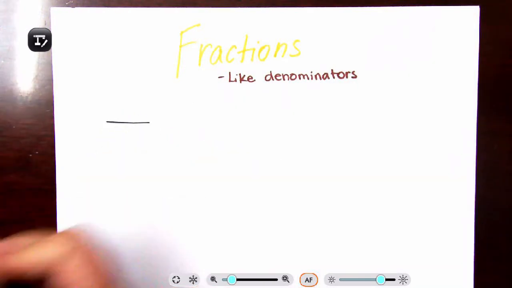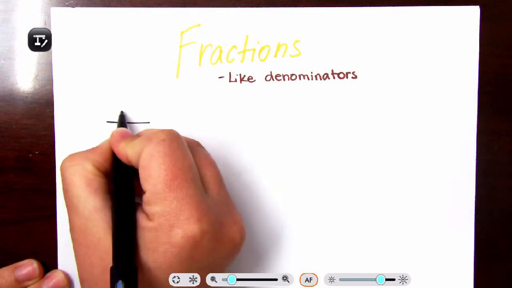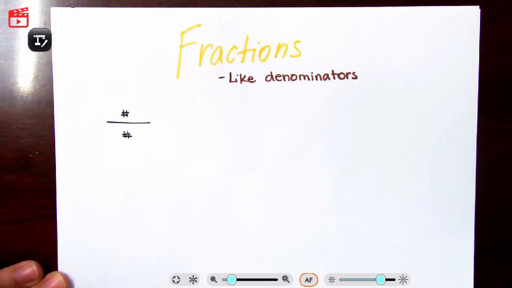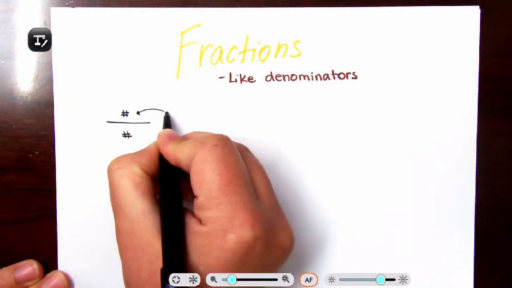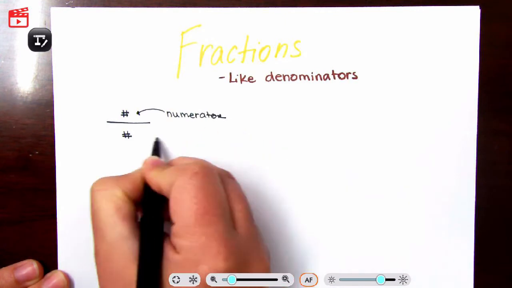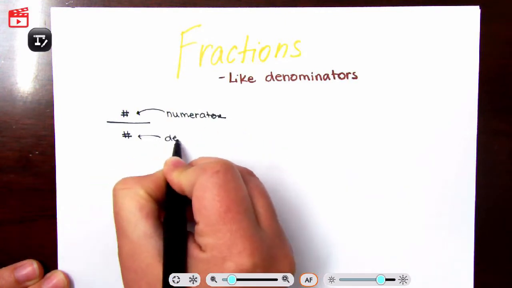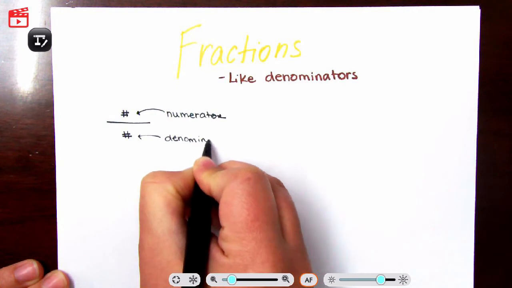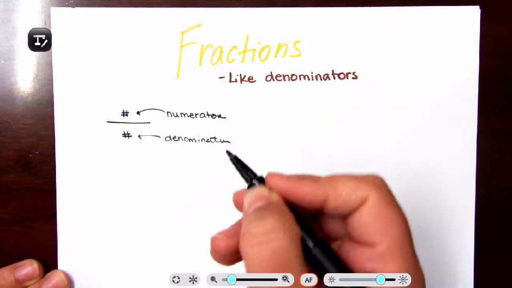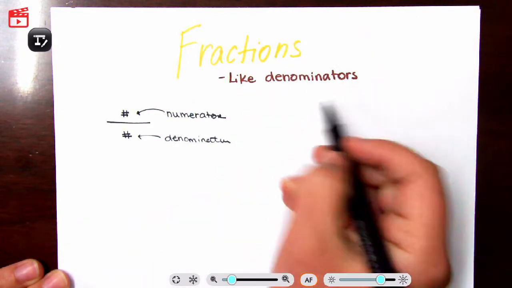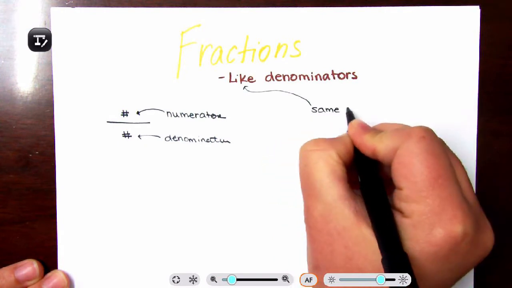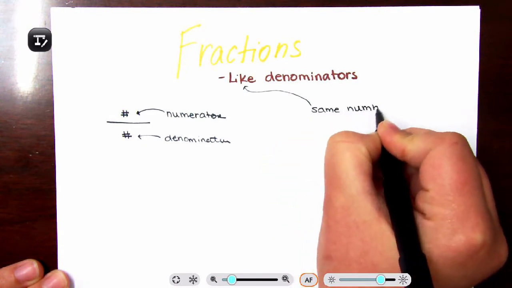So if you have a fraction, you have a bar like this, and you have a number here, and you have a number underneath. So this number on top is called the numerator. This number on the bottom is called the denominator. Okay. So when we are talking about fractions with like denominators, we are talking about fractions with the same number in the bottom.